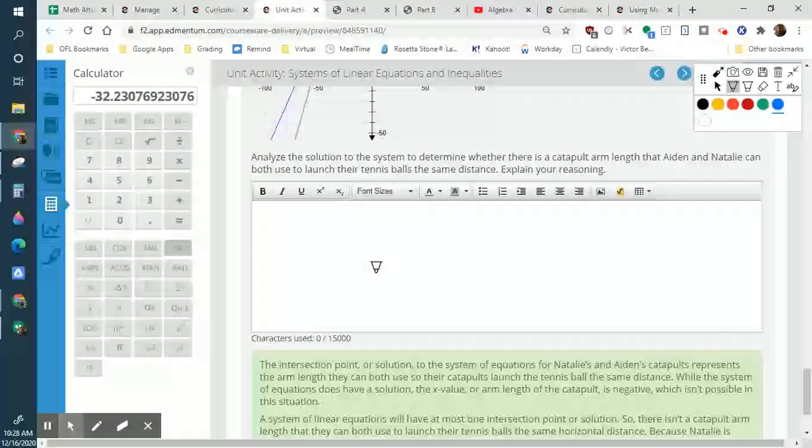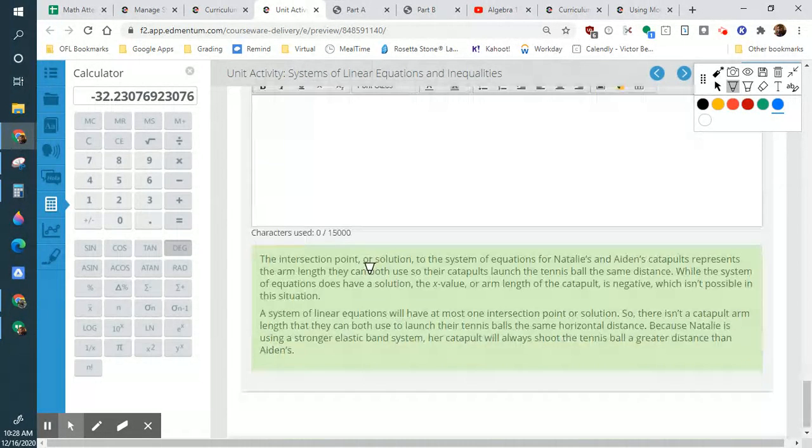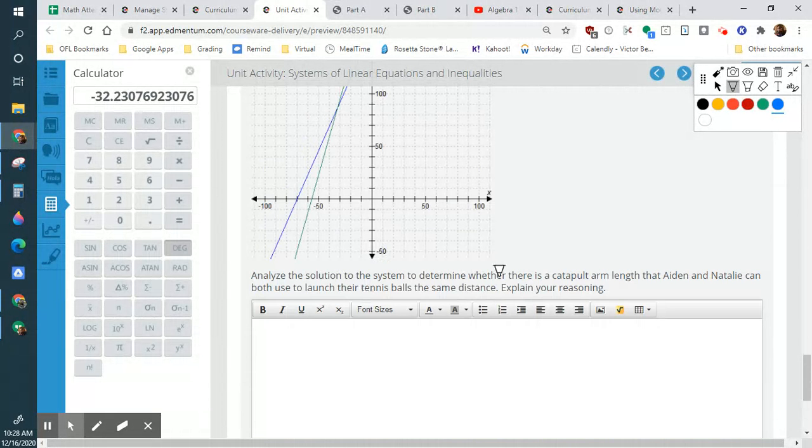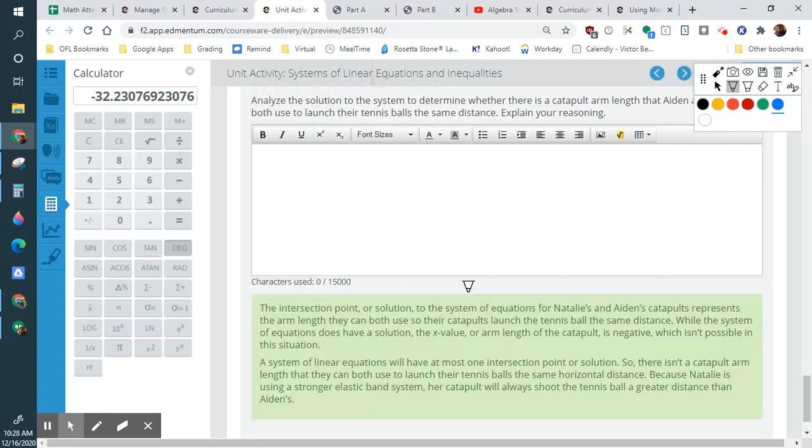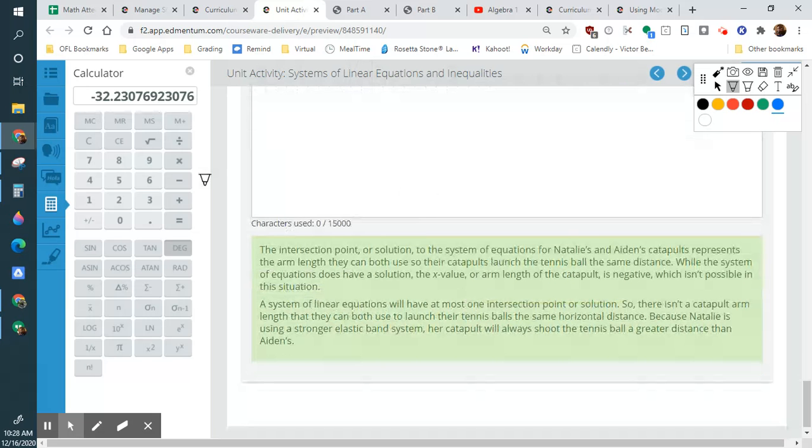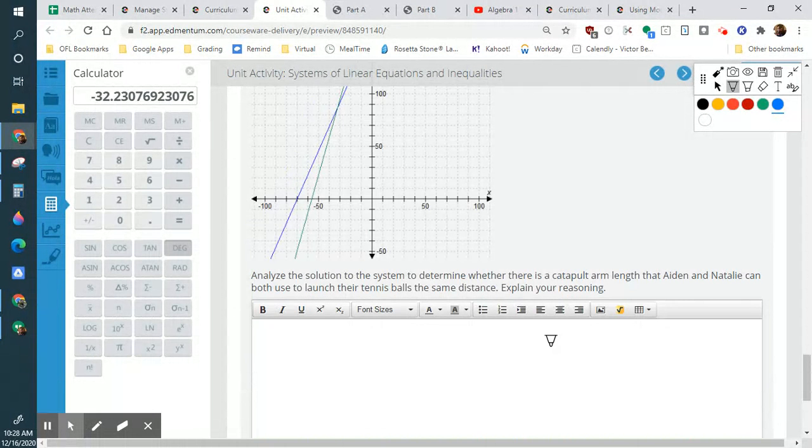So Natalie's is just better. And you can write stuff like that down. Natalie's just throws it a lot better. No matter how long her arm is, it's going to be better. The only time it would have been worse is if there's a negative arm length, which can't even happen. All right. And that's it, guys. So just write that down in your own words.